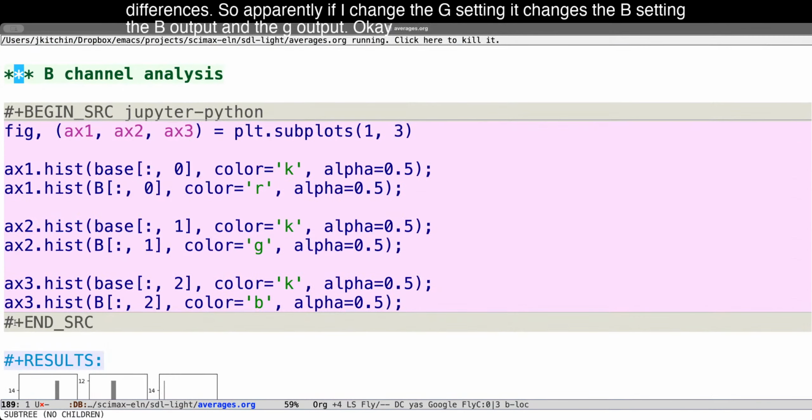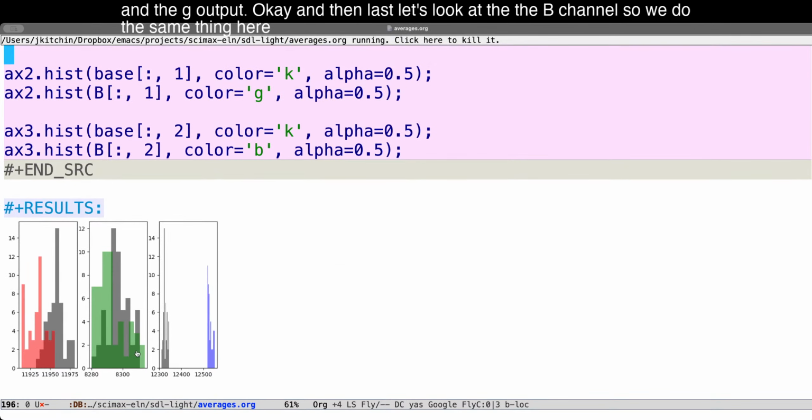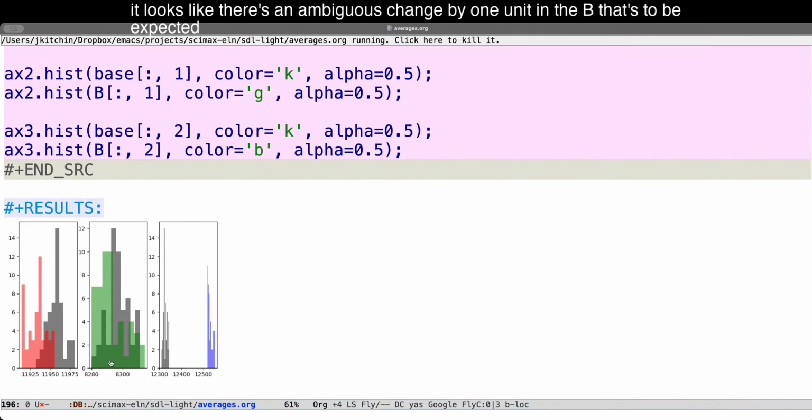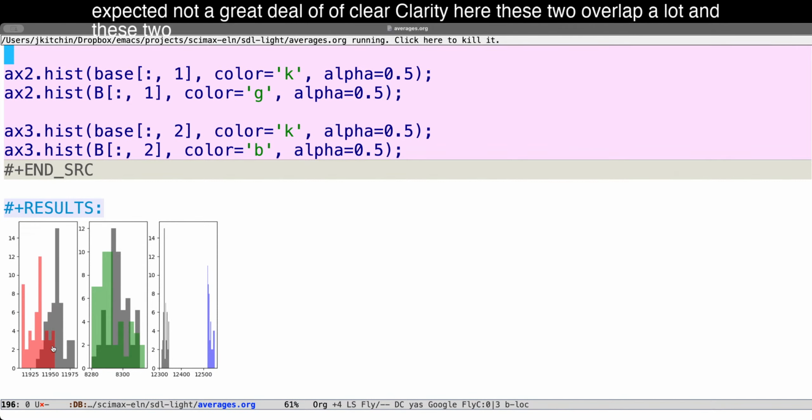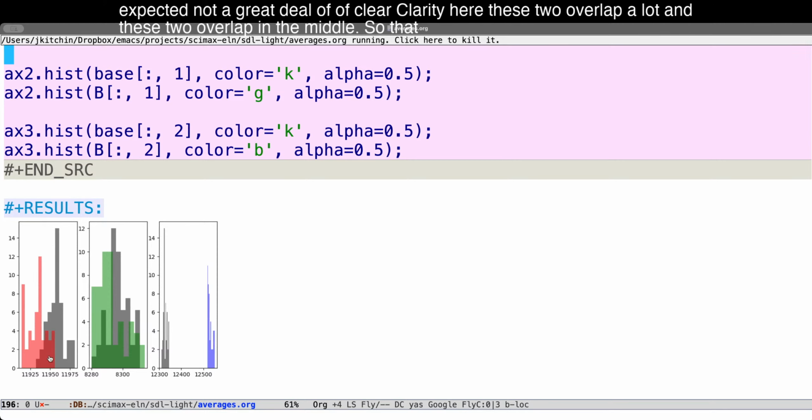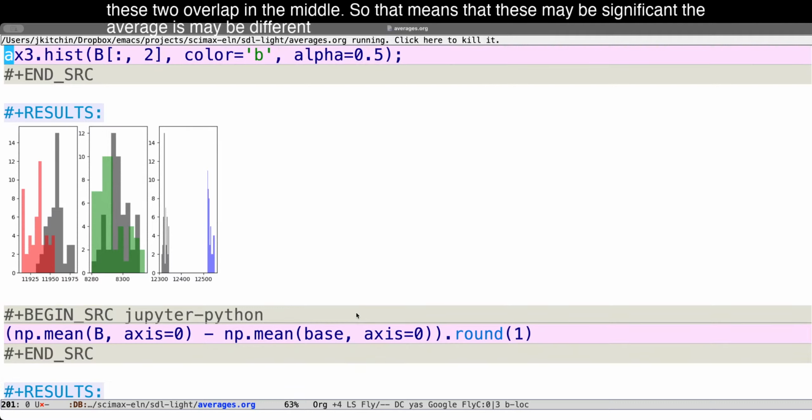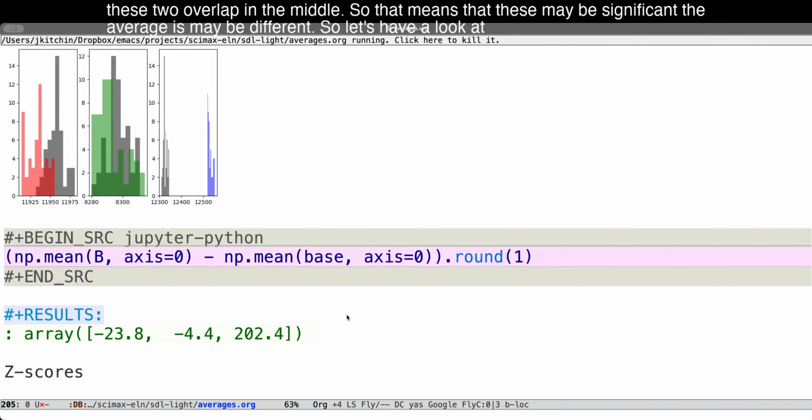Okay, and then last, let's look at the B channel. So we do the same thing here. It looks like there's unambiguous change by 1 unit in the B. That's to be expected. Not a great deal of clarity here. These two overlap a lot, and these two overlap in the middle. So that means that these may be significant. The averages may be different. So let's have a look at something quantitative.